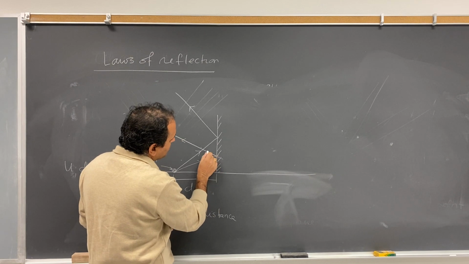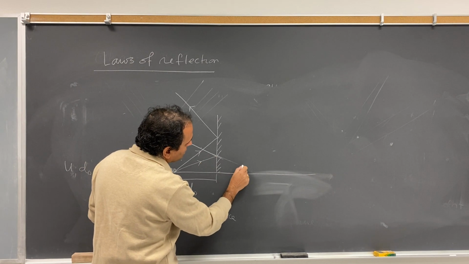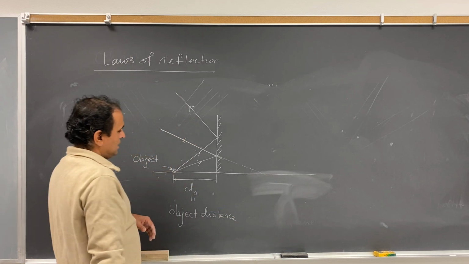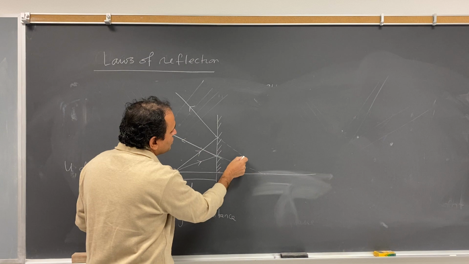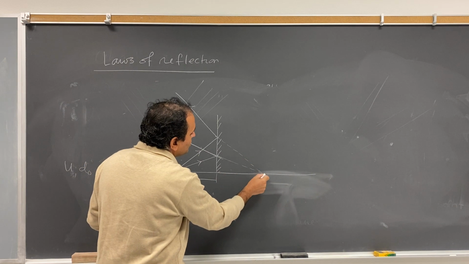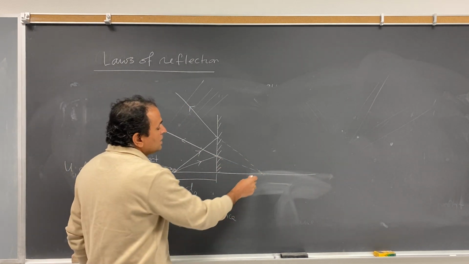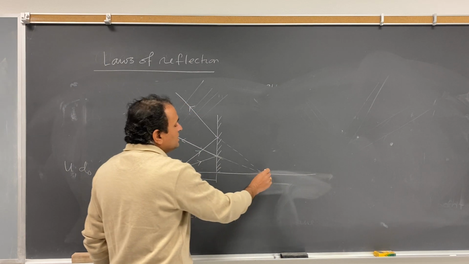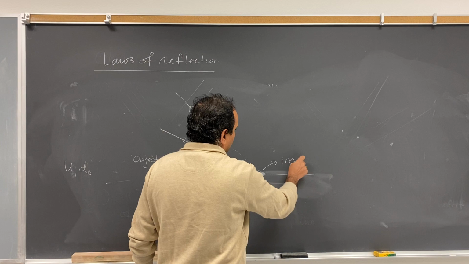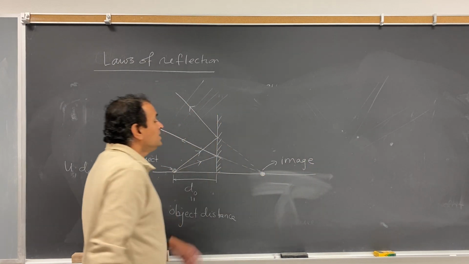So let's see what happens. My diagram is not quite good. Okay guys, please use a ruler. Something like this. And this one, draw the dashed line, please do not draw the solid line. So look, these two extended rays, they meet here. This is the image then. Okay, this is the image.